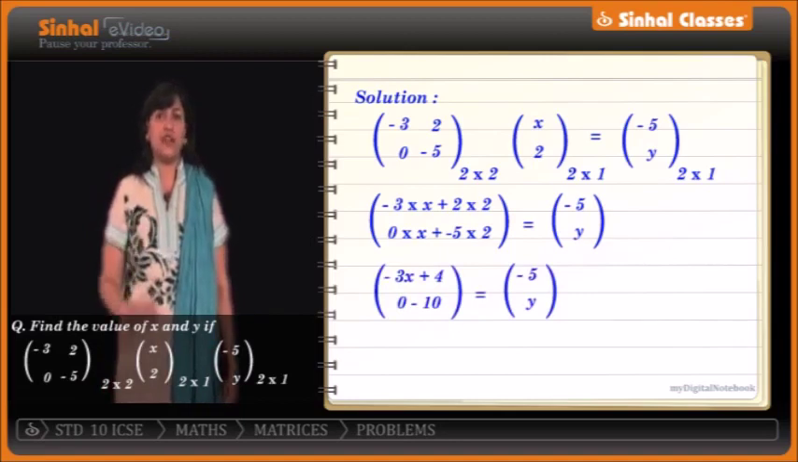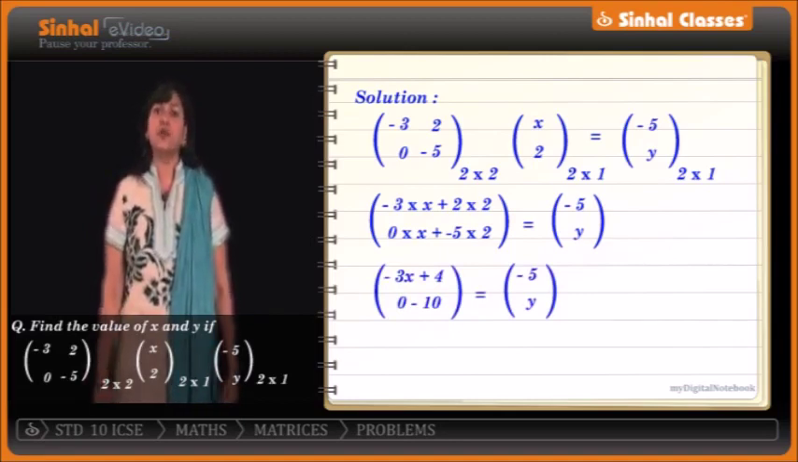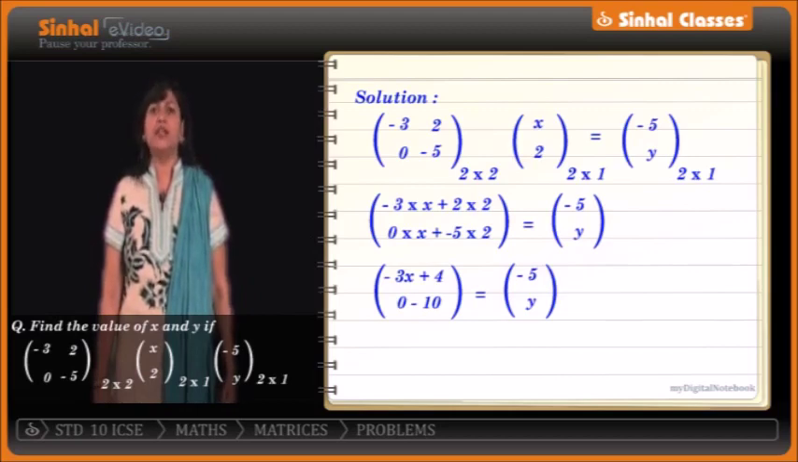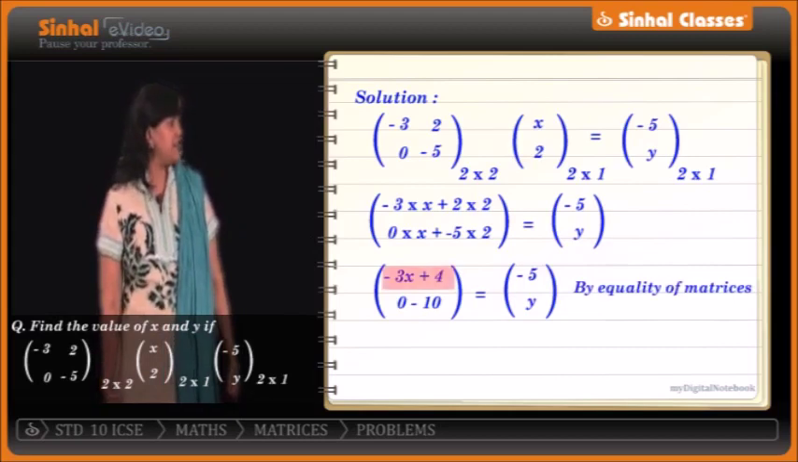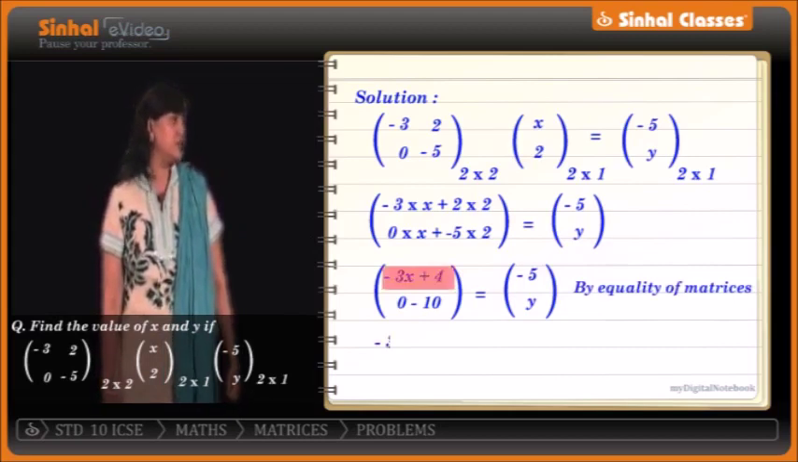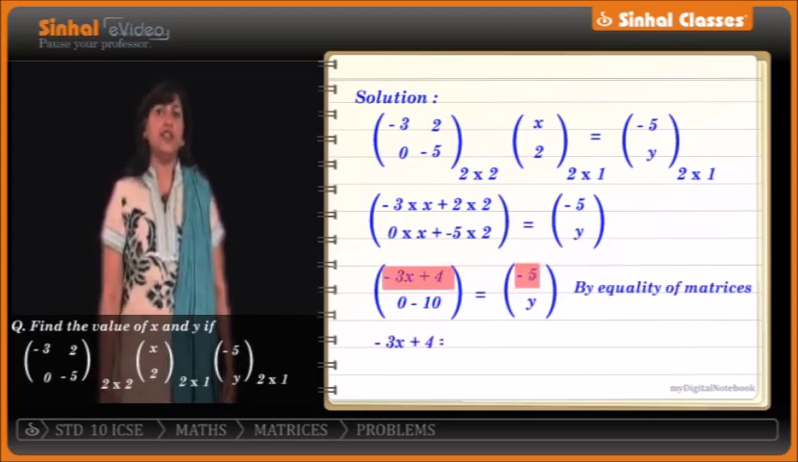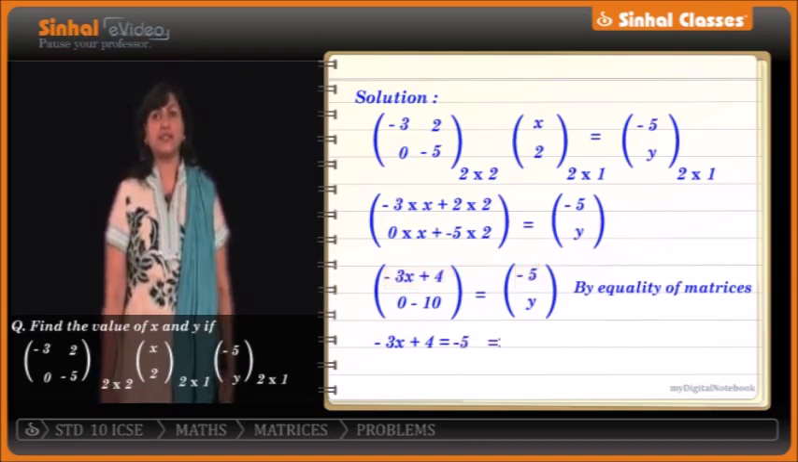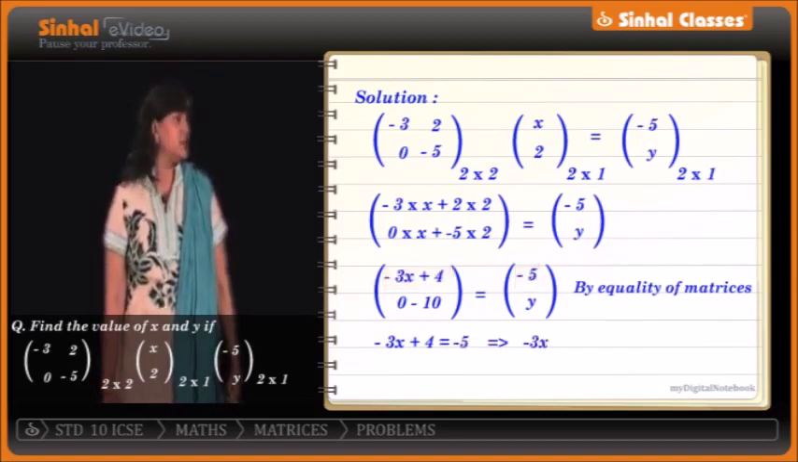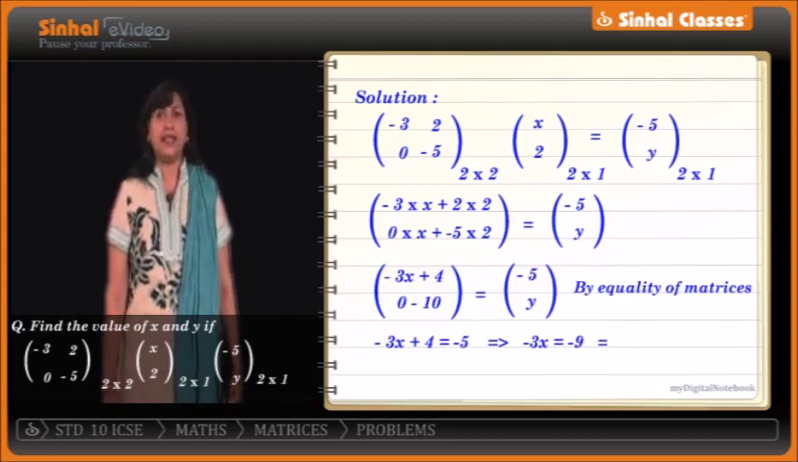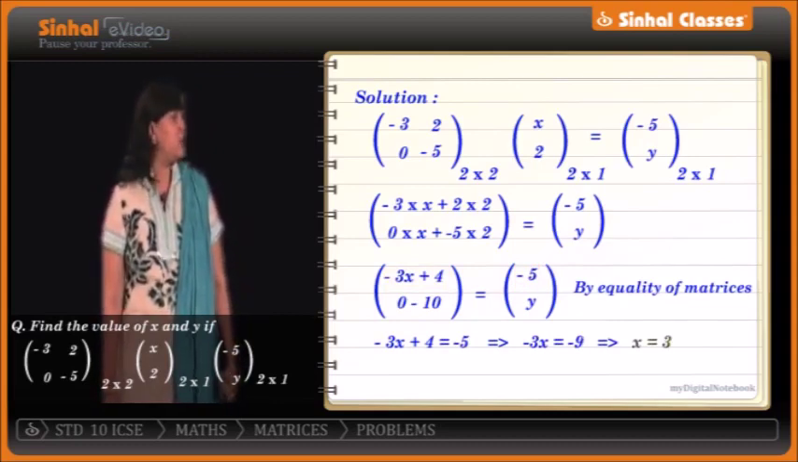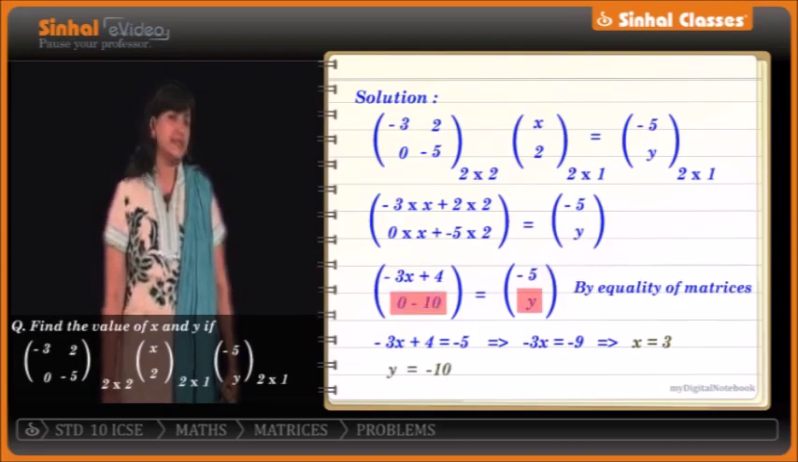Now we are given two matrices are equal. So obviously their corresponding elements have to be equal. We equate their corresponding elements. We get minus 3x plus 4 is equal to minus 5. We solve this to find x. Minus 3x is equal to minus 9. That is, x is equal to 3. And we have y is equal to minus 10.